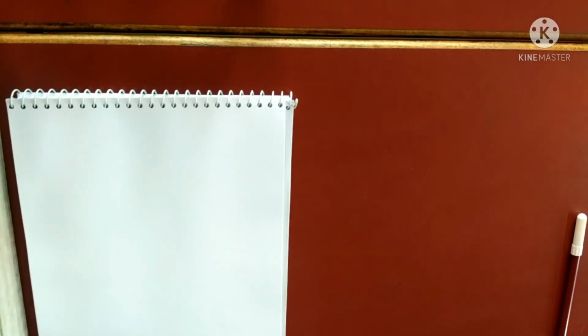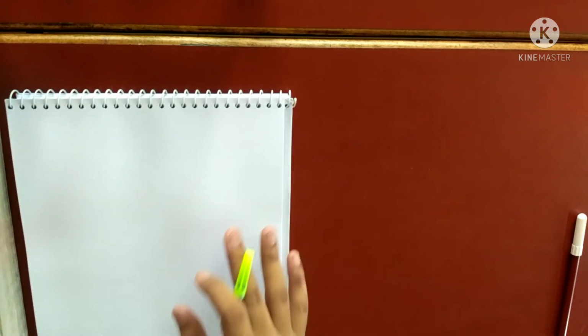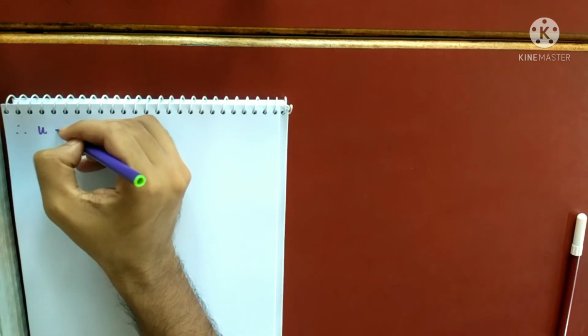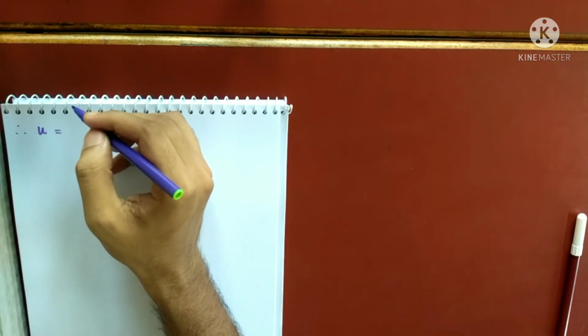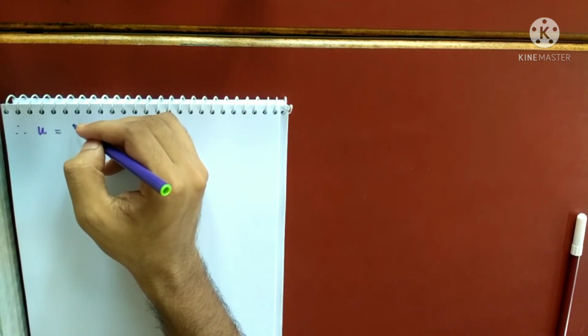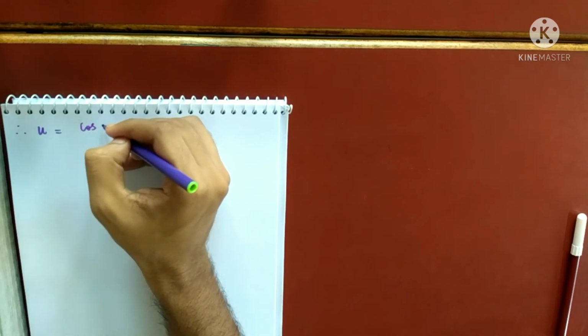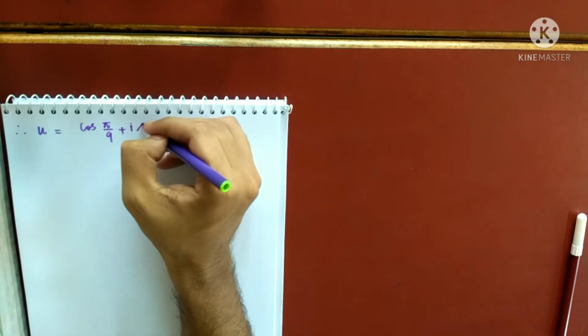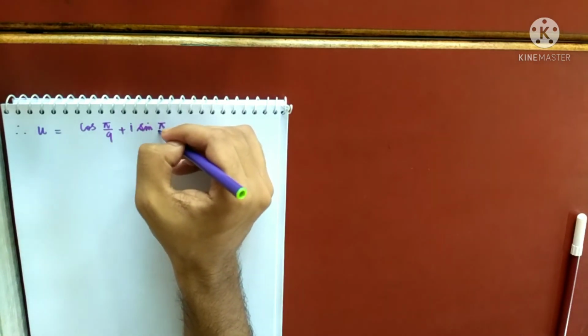So what is that? u will be equal to, so theta is pi by 3, keep that in mind, r is 1, so I'm going to write that. So this will become cos of theta by 3, pi by 3 by 3, that is pi by 9, plus i sin pi by 9. This is the first value.